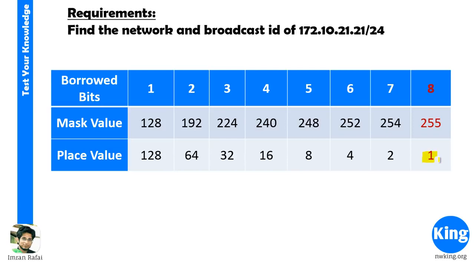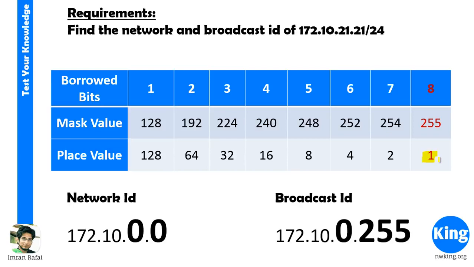We know this, 172.10.0.0, like you see here, and the broadcast ID is 0.255. How did I get 0.255? It is nothing but, I know the next network ID is going to be 172.10.1.0 because we are adding 1 to the 3rd octet.